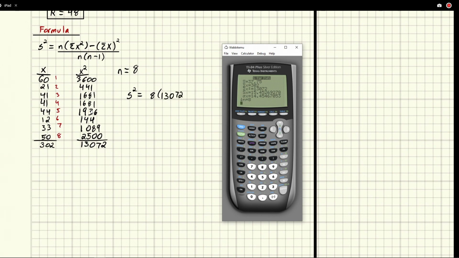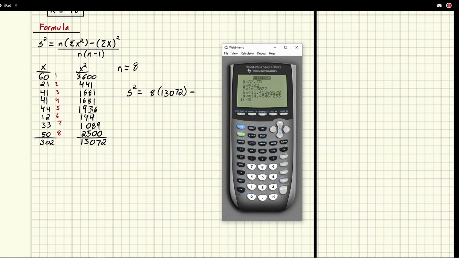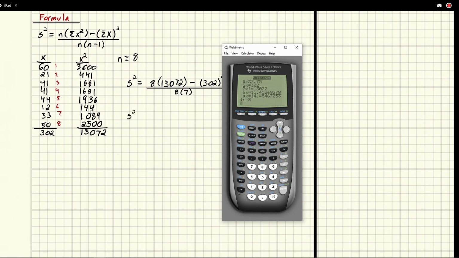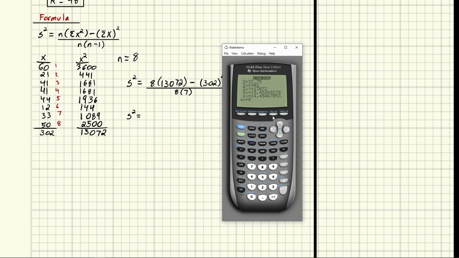So we found that to be 13,072. Geez, I really don't want to say that number wrong. Minus the sum of x, squared. So the sum of x is 302. So we put parentheses 302, keep the parentheses all the same, put a square on the outside, divided by n times n minus 1. N is 8, and 8 minus 1 is 7. So we can enter this in our calculator now.